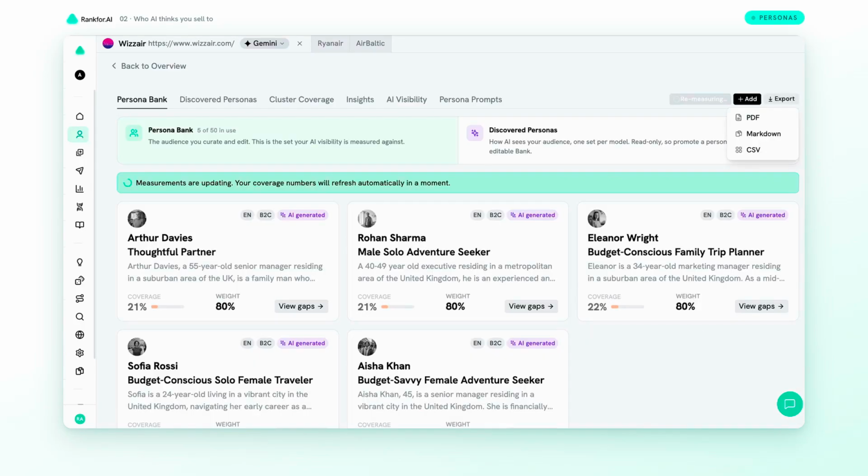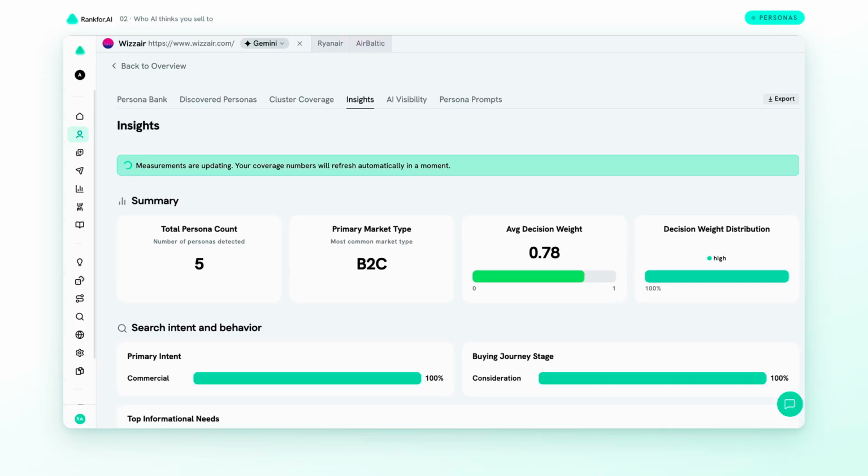Export the bank as PDF, Markdown, or CSV. The PDF is the persona document you hand to the agency. The CSV is the one they cannot argue with because every row came off your own site.